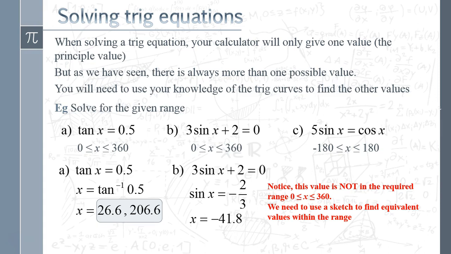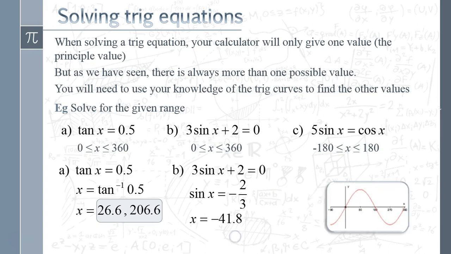So again, I personally prefer to use the curves. It might be that you're a CAST person, in which case you use your CAST and you'll know how to do that, but I like to sketch the curves so I can see what's going on. It's personal preference. Both methods work absolutely fine. We can see this line down here, that's our minus 2/3. So the value on our axis there is the minus 41.8. We can see we've got two values, one there and one there.